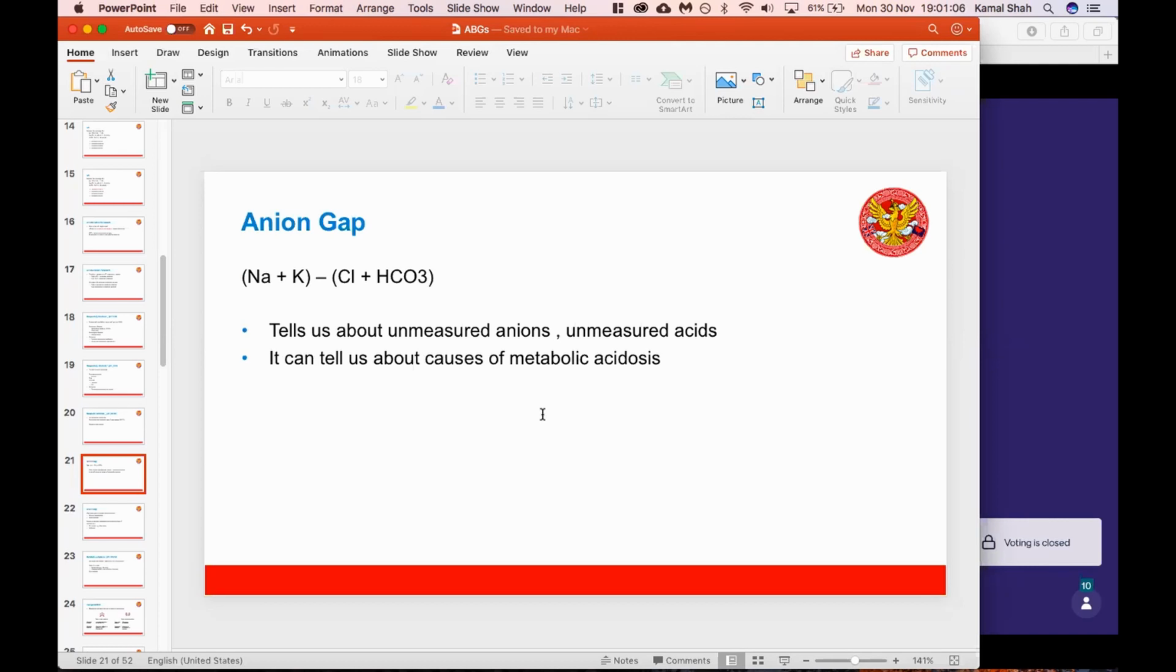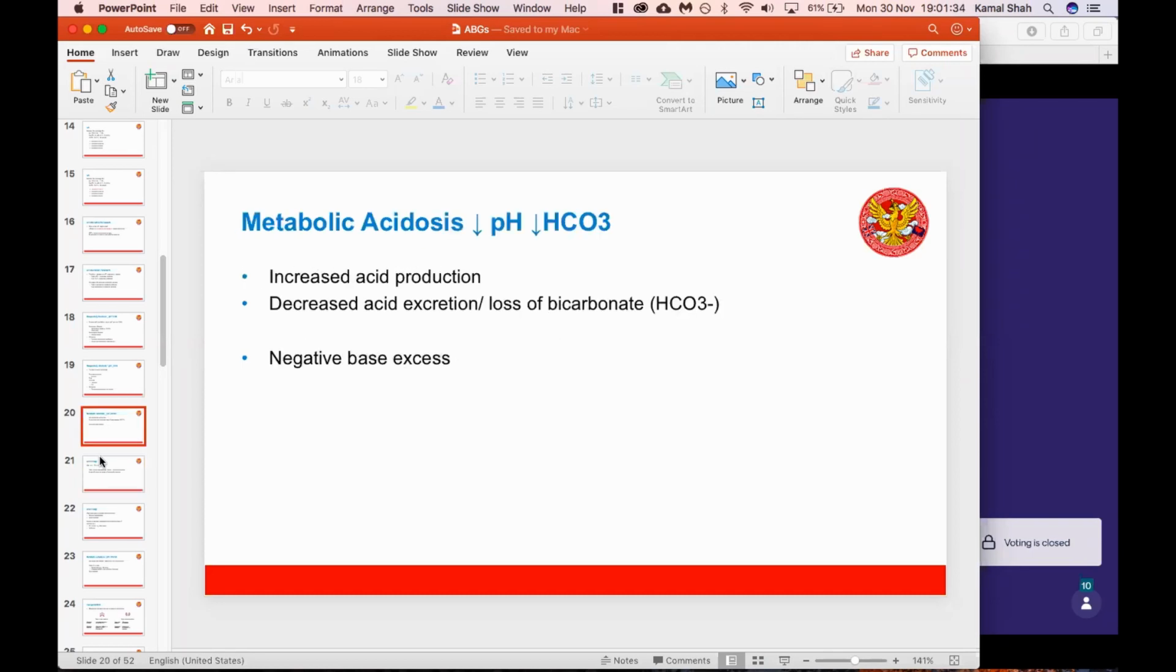This is one of the more complex ideas that we're going to be discussing, and this is the anion gap. You've probably heard of this term and not quite known what it was. If we look at the formula for the anion gap, it's basically all the positive ions, such as sodium and potassium, minus all the negative ions, which are chloride and bicarbonate. So we can think to ourselves, how on earth is this going to help us with thinking about metabolic acidosis?